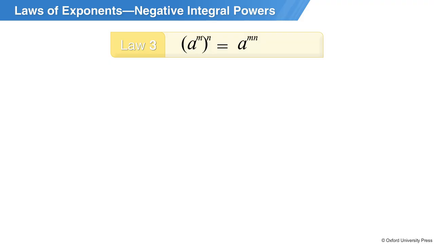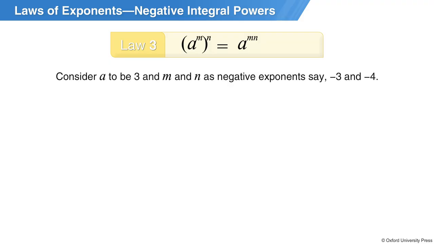Let us verify the third law. Consider a to be 3 and m and n as negative exponents, say minus 3 and minus 4. Substituting these values in the left-hand side.